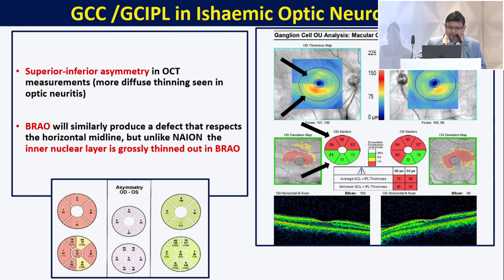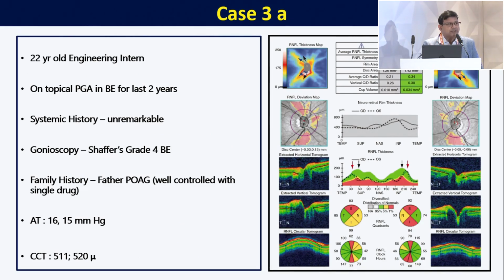Now, let's come to something very interesting, which a lot of the juniors keep asking me. So in this case, it's a 22-year-old engineering intern. Patient has been started on AGM based on the OCT findings that you can see. So a lot of people, when they look at an OCT like this, they immediately think of starting the patient on drops. Now, there is a family history of glaucoma. Father is a known case of PUAG.